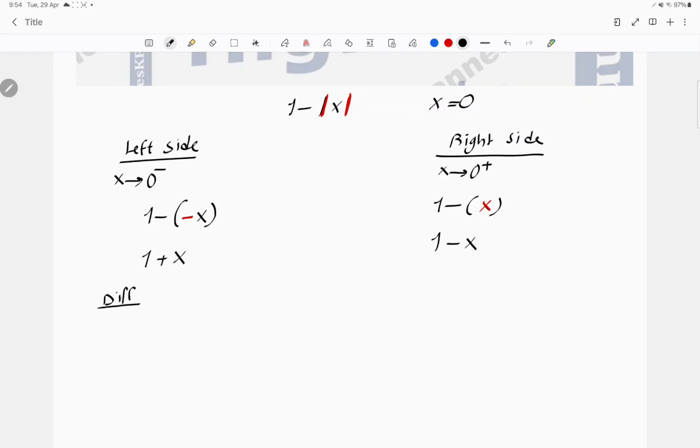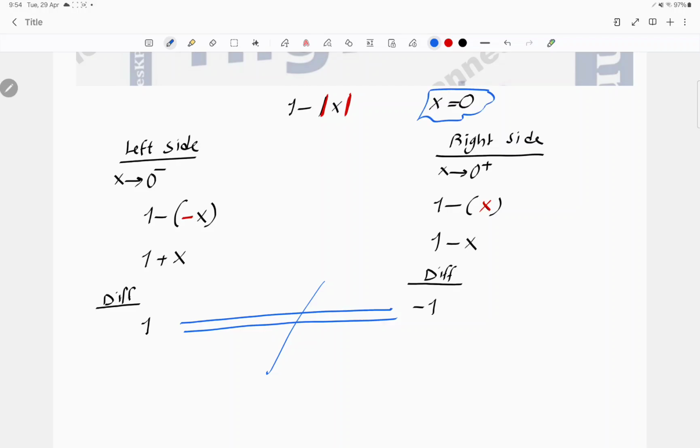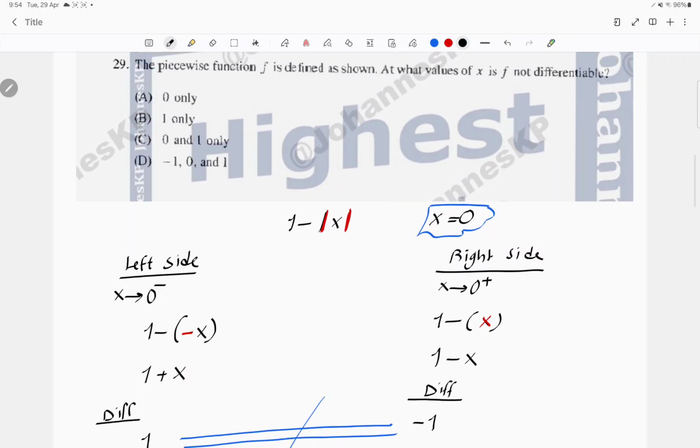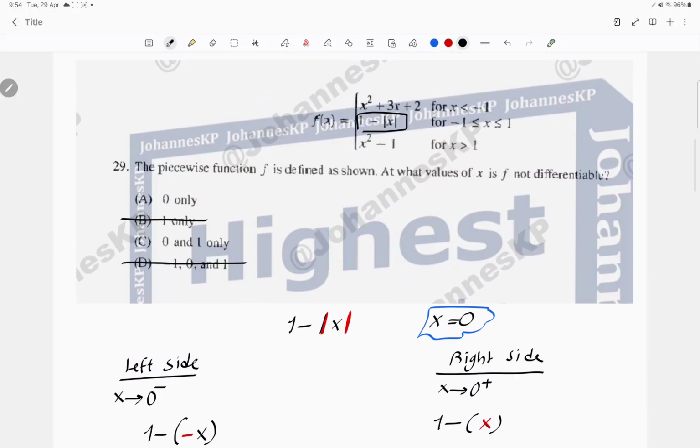My function on the right side becomes 1 minus x. Now if I differentiate those two functions, for the left hand side I will get 1. For the right hand side I will get negative 1. Since my left hand derivative and my right hand derivative are not equal to each other when x is 0, my function is not differentiable at x of 0. So you cannot have choice B, you cannot have choice C. We know it's not differentiable at 0, so it has to be either A or C. What's left for me to assess is the x of 1.